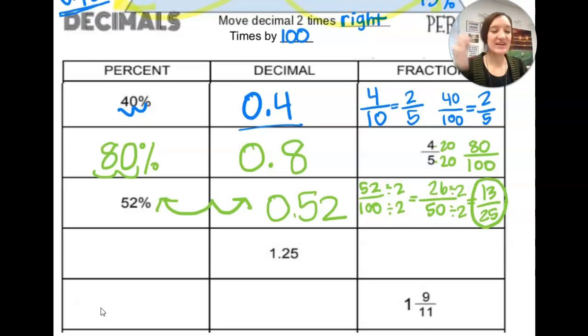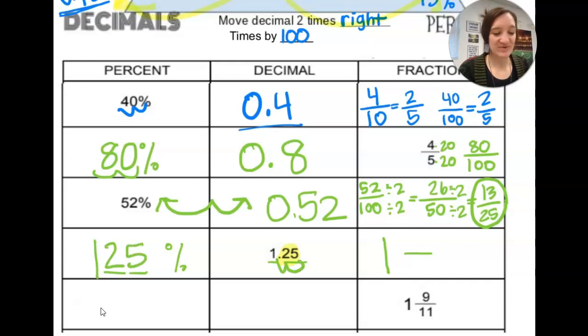Okay, now this one is a whole number. It's 1 and 25 hundredths. Here's what I know about whole numbers. I know that my percent will be 100 something. I know that my fraction will be 1 whole and some type of fraction. So when I have a whole number, really the only thing I have to change is that 25 hundredths. 25 hundredths, if I scoop it, will be 25%. So 1 and 25 is the same as 100 and 25%.